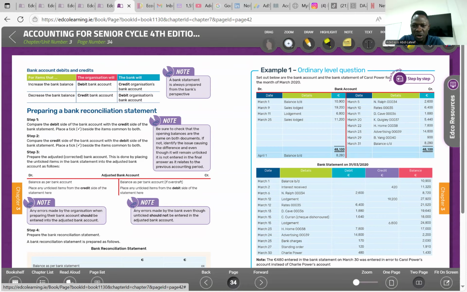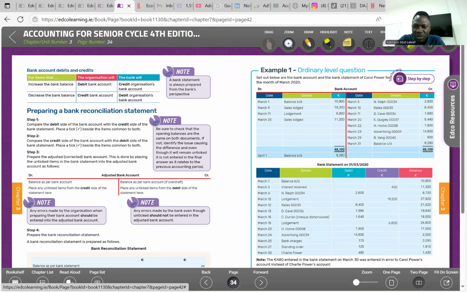So we have our balance brought down, which is on the debit side. Since it's on the debit side, it means we have the money, that's the available balance we have at the bank. So we check, it is present here. We have the sales lodged, 19,002 on March 9. It is not presented here, 19,000, okay, it's here. So the debit side for March 9 tallies with the credit side here, which is 19,002.